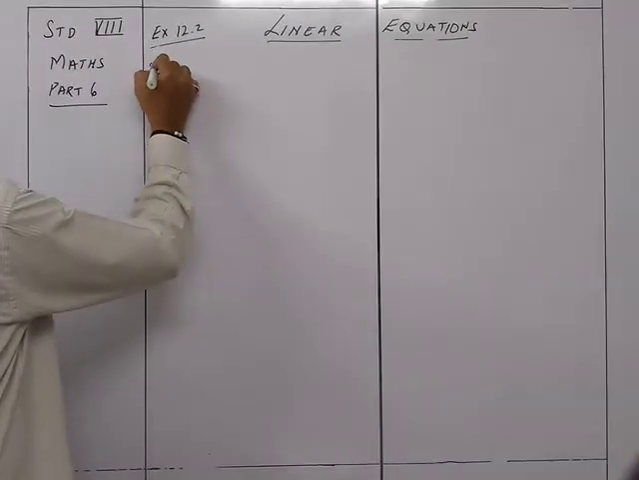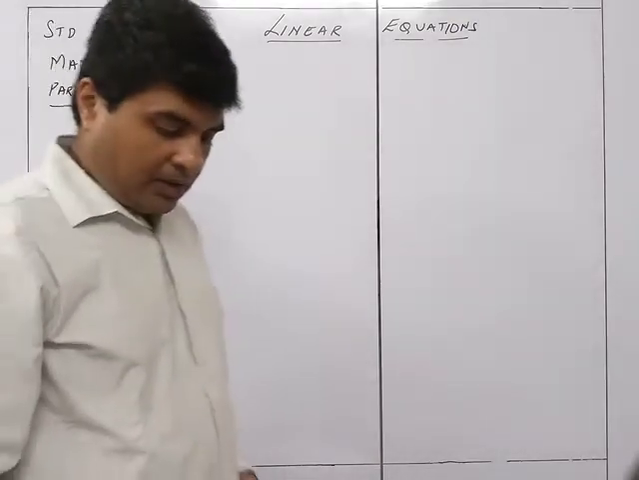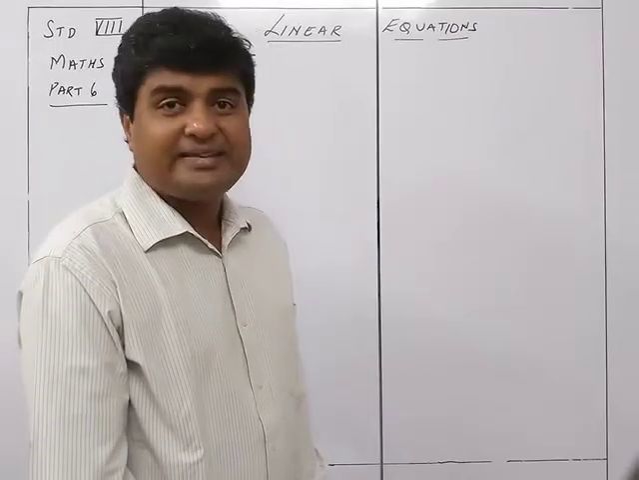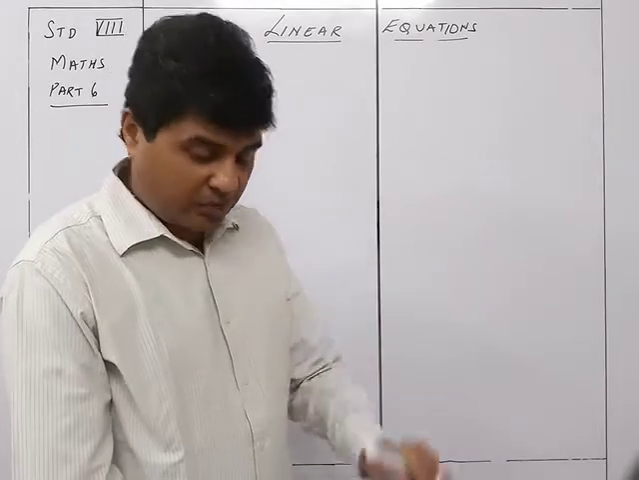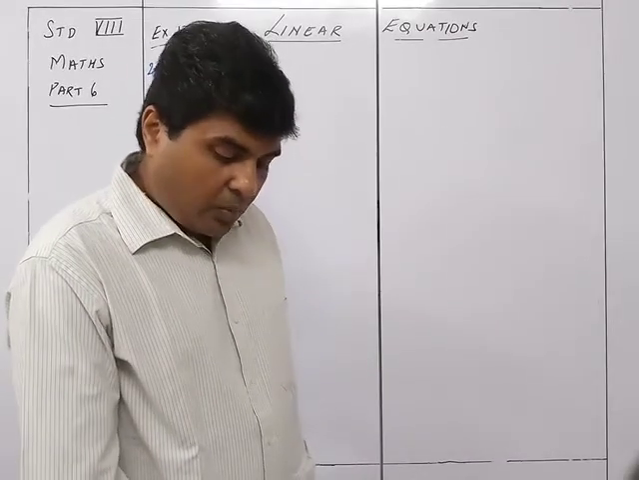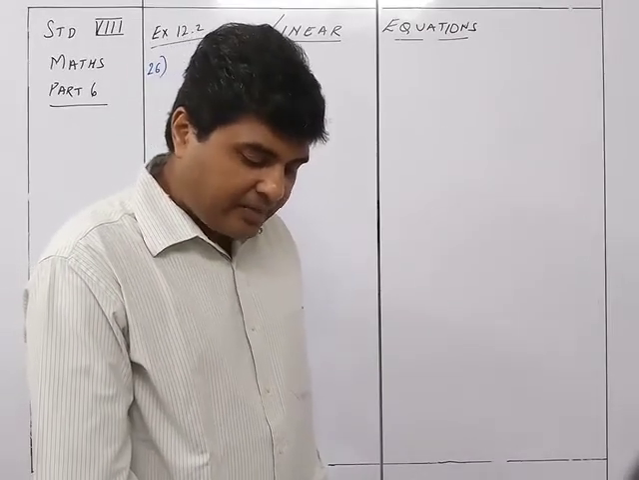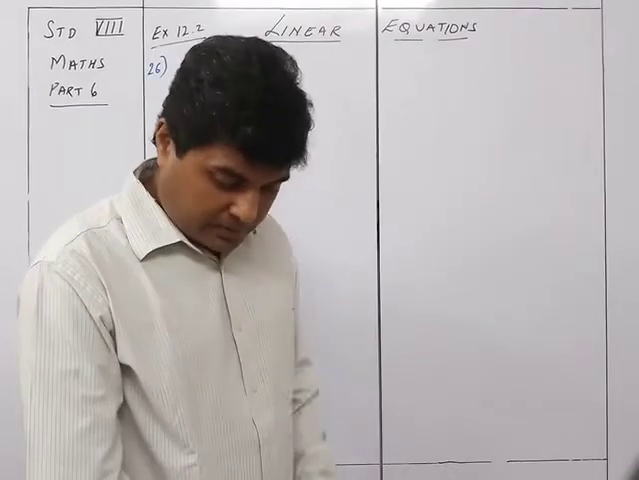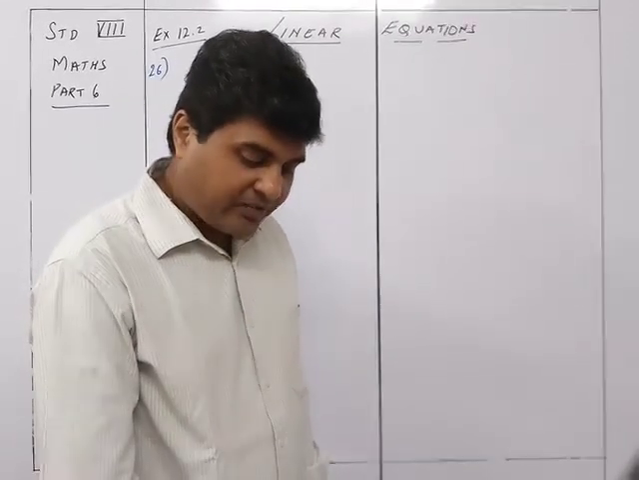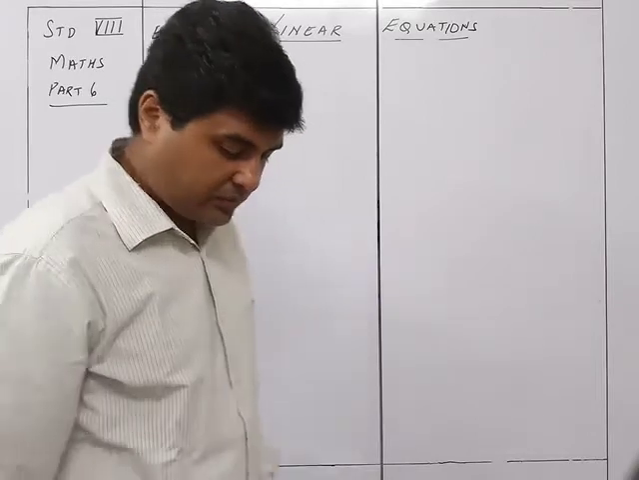Sum number 26. A rectangle is 10 centimeter long and 8 centimeter wide. So length and breadth are given to you, that is 10 and 8. When each side of the rectangle is increased by x centimeter, its perimeter is doubled. Find the equation of x and hence find the area of the new rectangle.